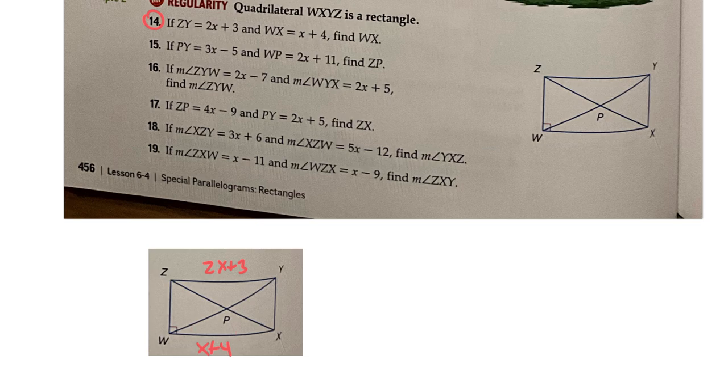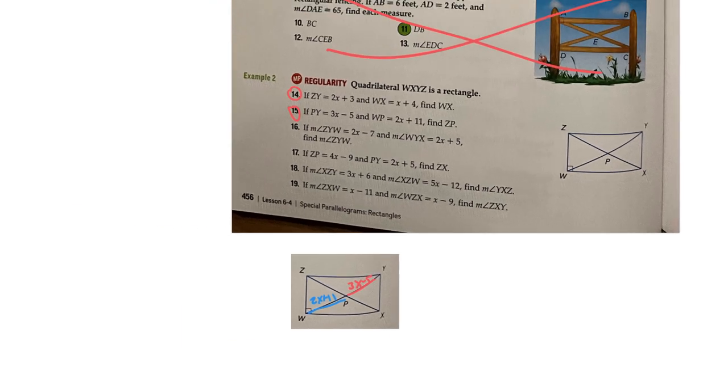So cool. What else do they say on the next one? PY is 3x minus 5. That's this. WP is 2x plus 11. Find ZP. Okay, well, all right, that's an interesting one.